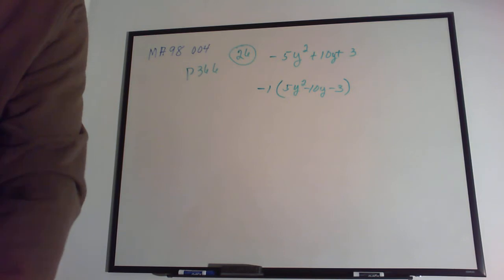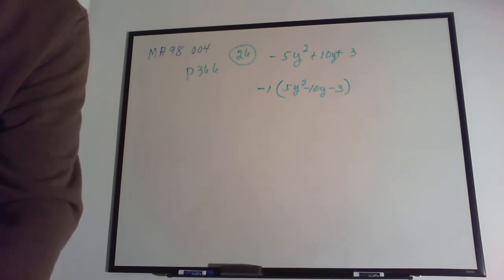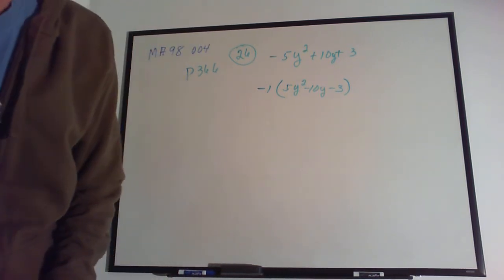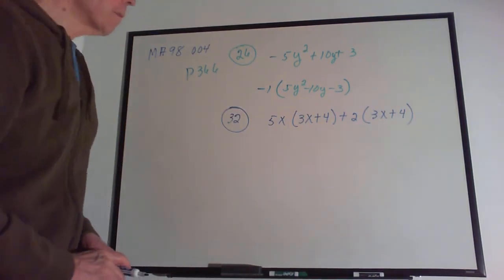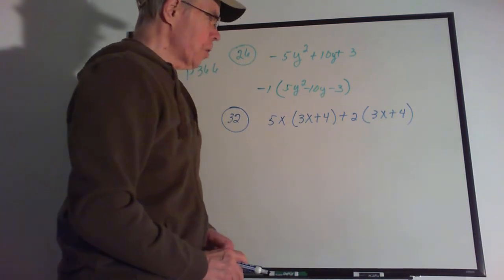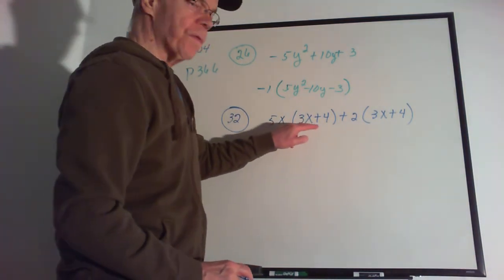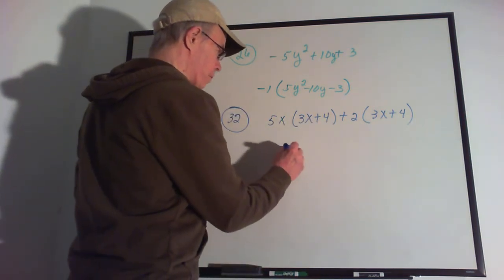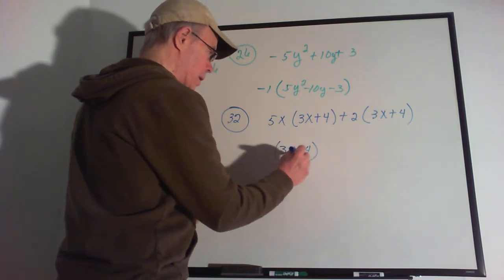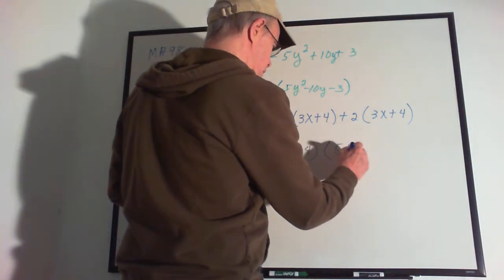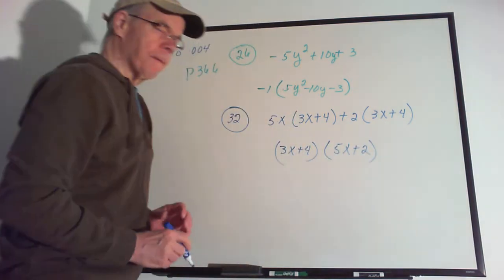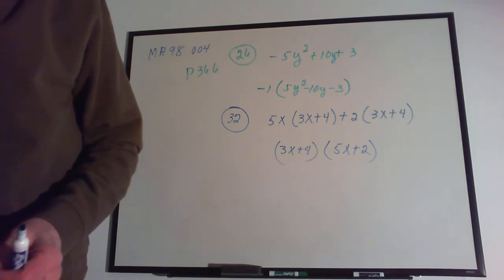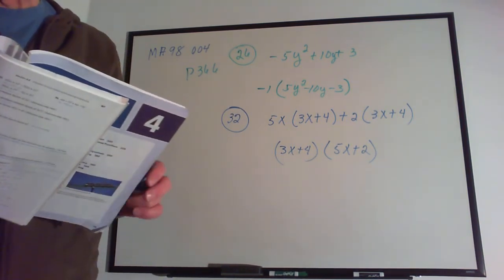Let's take a look at number 32. All right, they want you to factor this. Common factor here is 3x plus 4. You have one here and you have one here. So that's one of the factors. And the other factor is 5x plus 2. All right, try number 34.